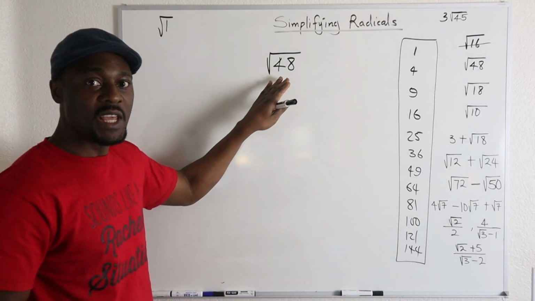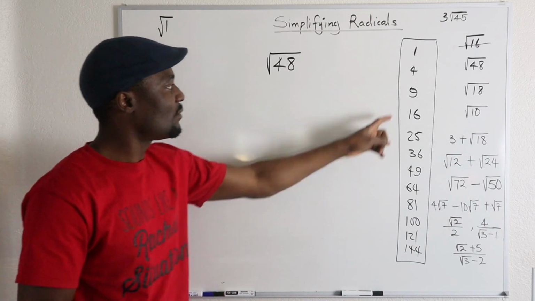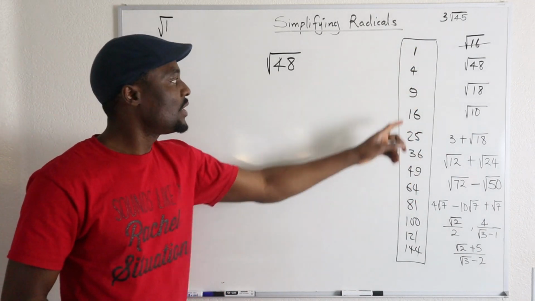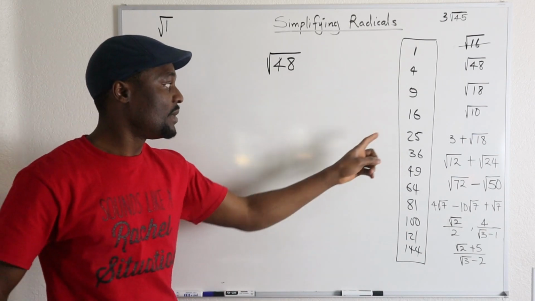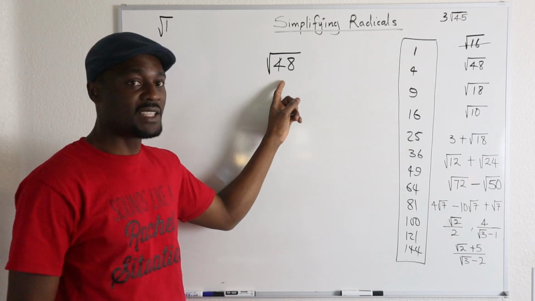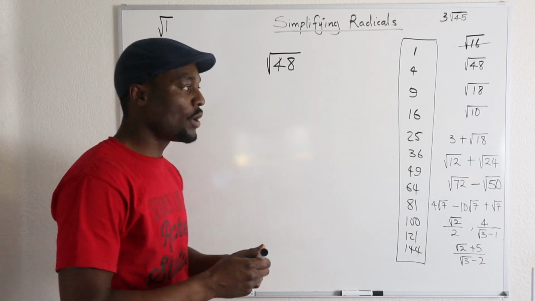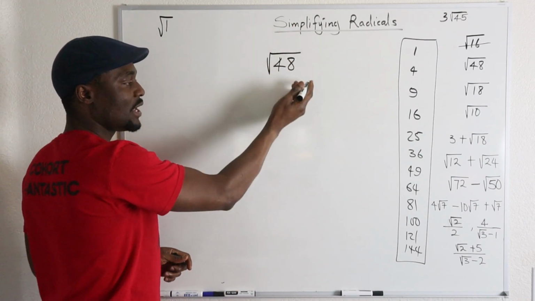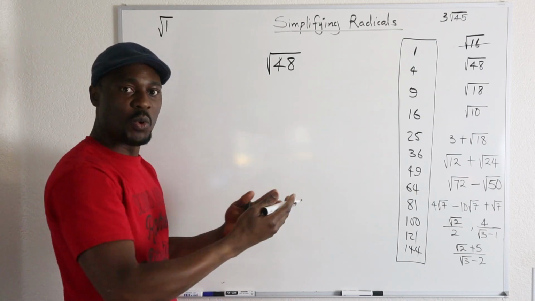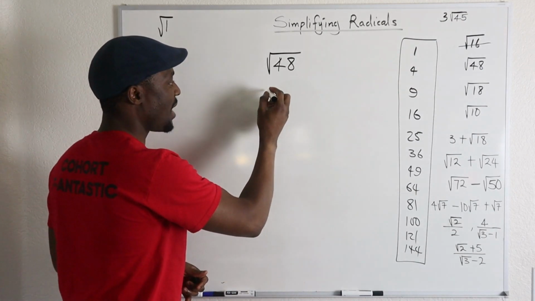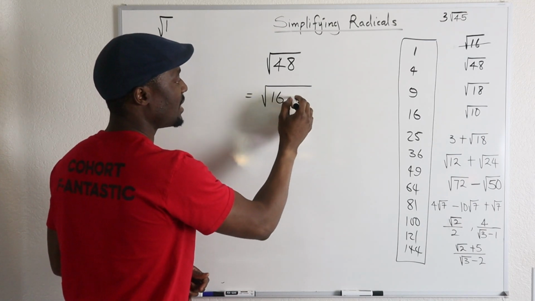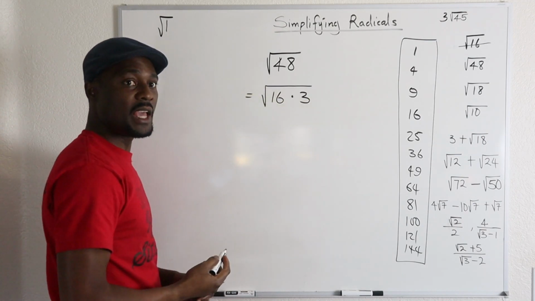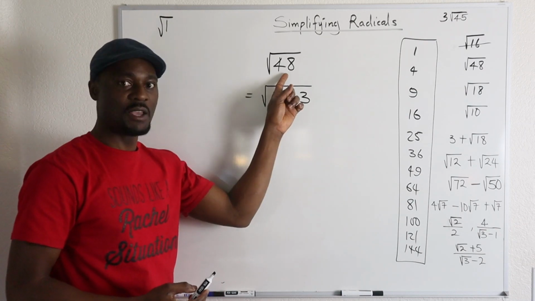Radical 48 will be, you have to look at these numbers here and see which of these numbers you can find in 48. The largest of them will be 16, because 48 is actually 16 times 3. So what you do to simplify this, say you want to make it look more reasonable, is rewrite this as the square root of 16 times 3. Okay, so 16 times 3 is the same thing as 48.